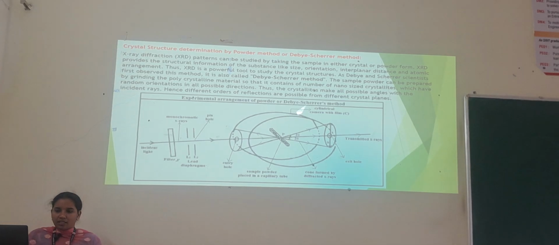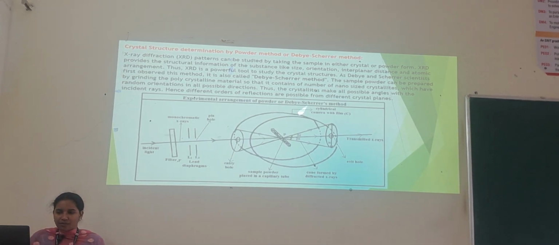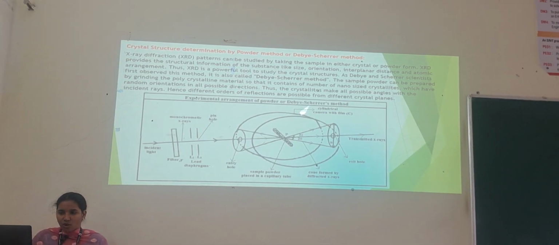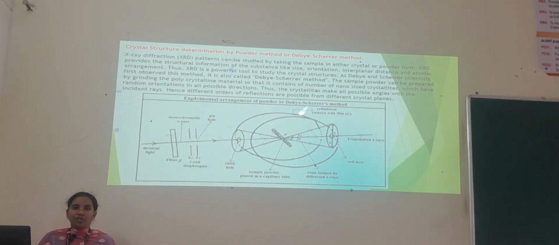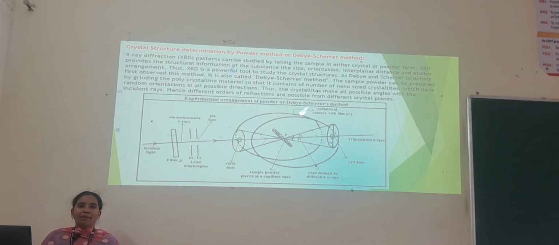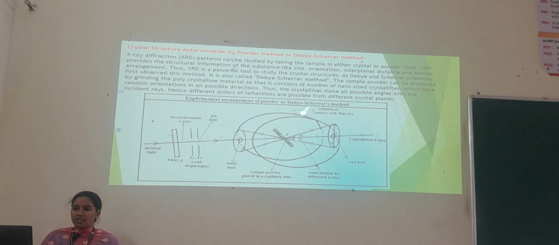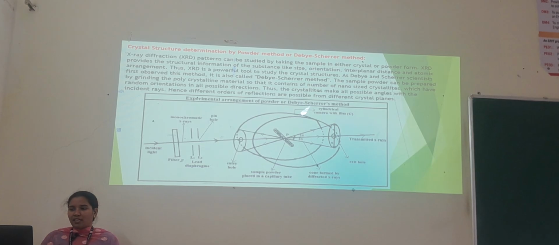You can see this is the filter, these are the lead diaphragms, entry hole, and exit hole. This is the sample powder placed in the capillary tube. This is a cone formed by the diffracted X-rays. This is a cylindrical camera with the film, and these are the transmitted rays. This is the exit hole.